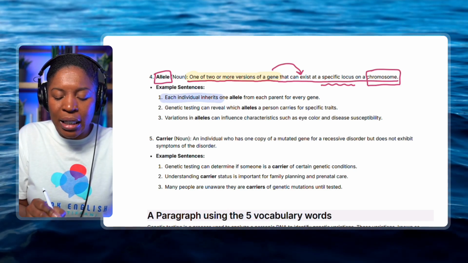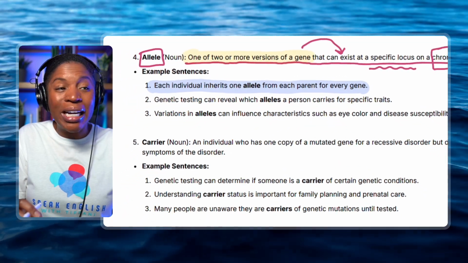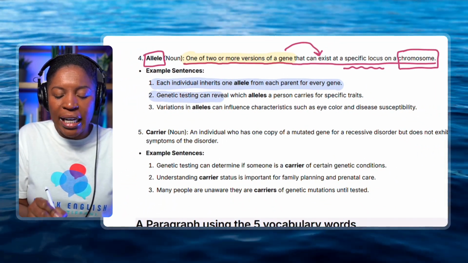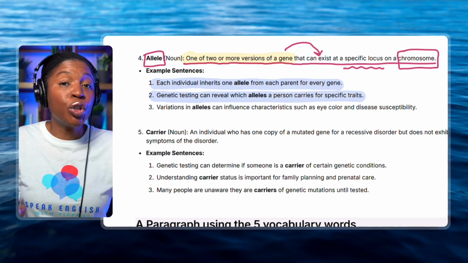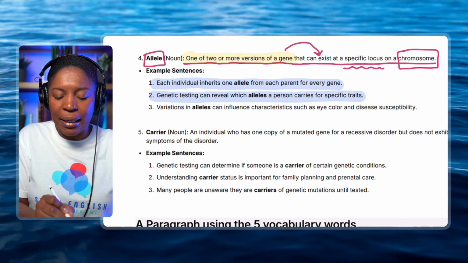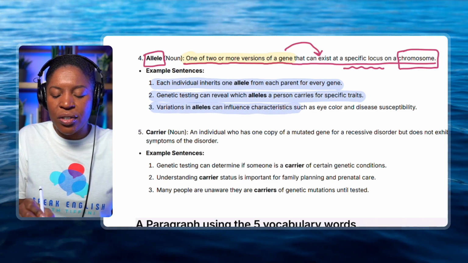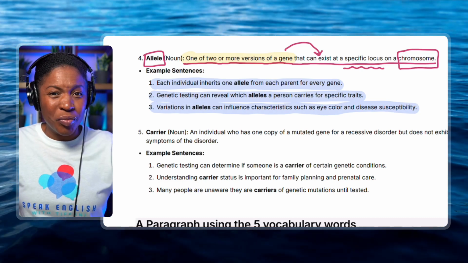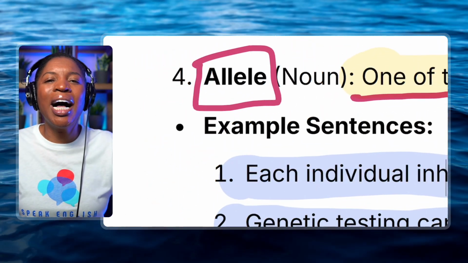Each individual inherits one allele from each parent for every gene. Next, genetic testing can reveal which alleles a person carries for specific traits. And finally, variations in alleles can influence characteristics such as eye color and disease susceptibility. You got it? Excellent. So again, our fourth term, allele.